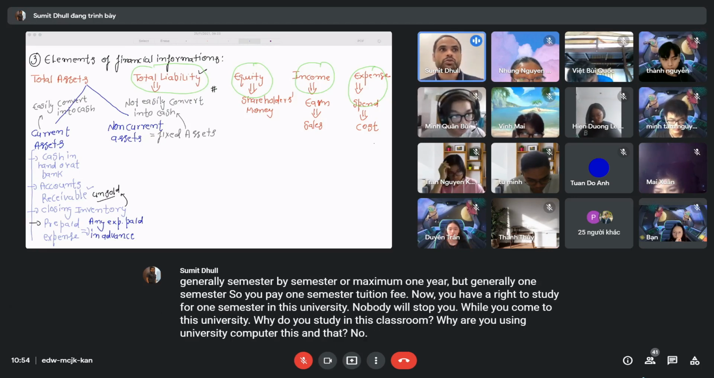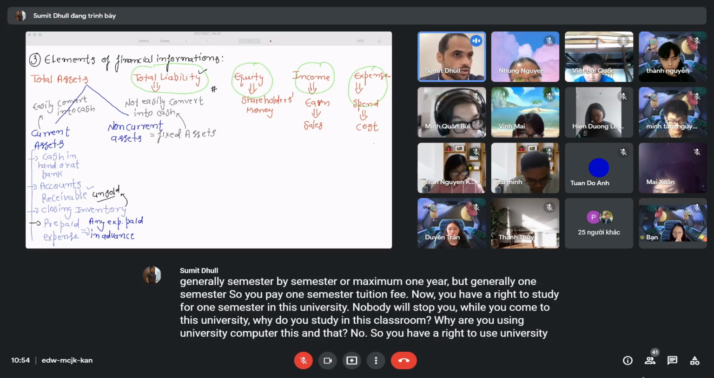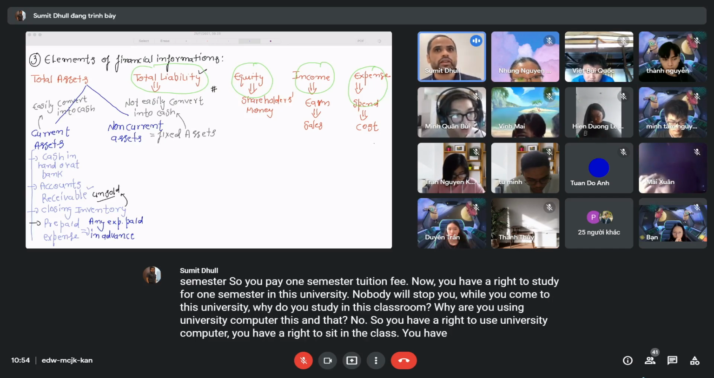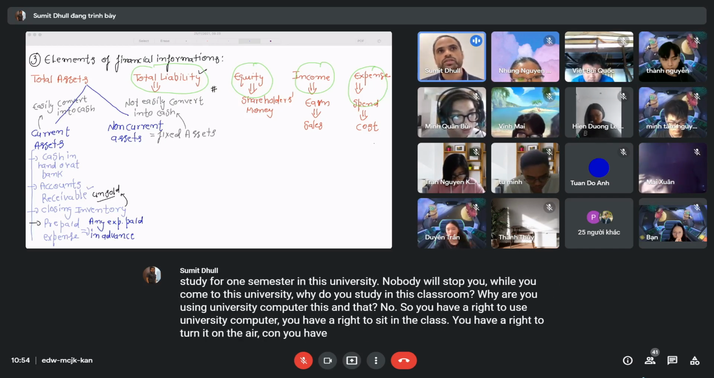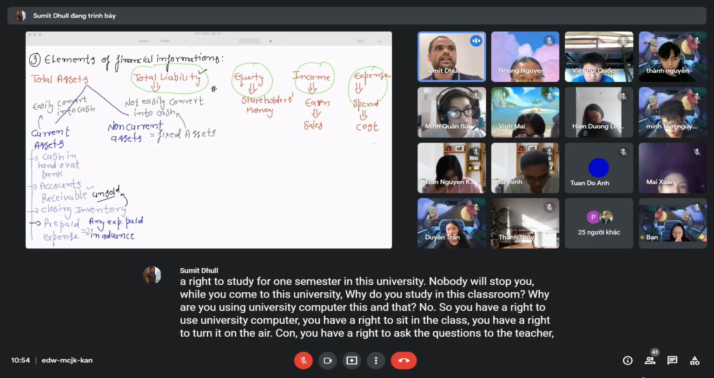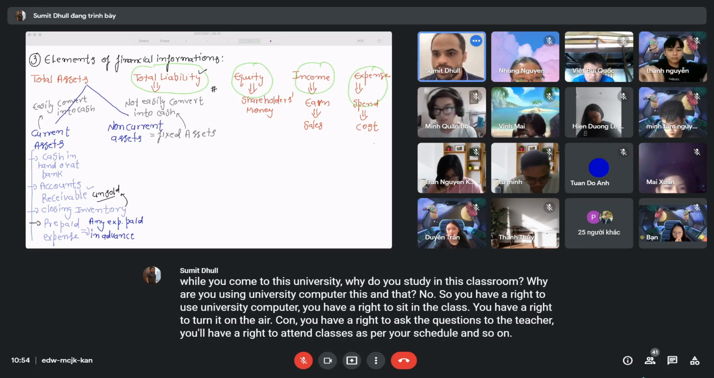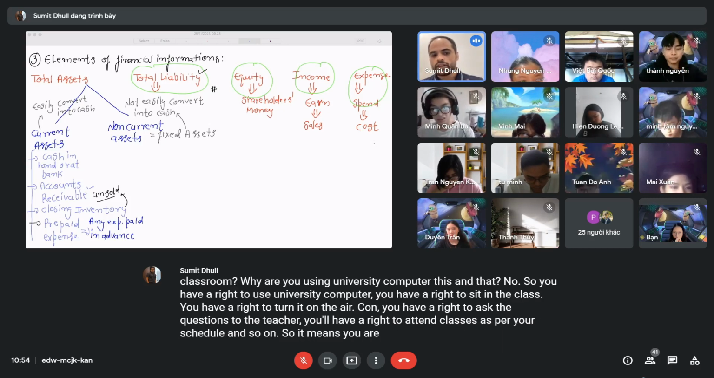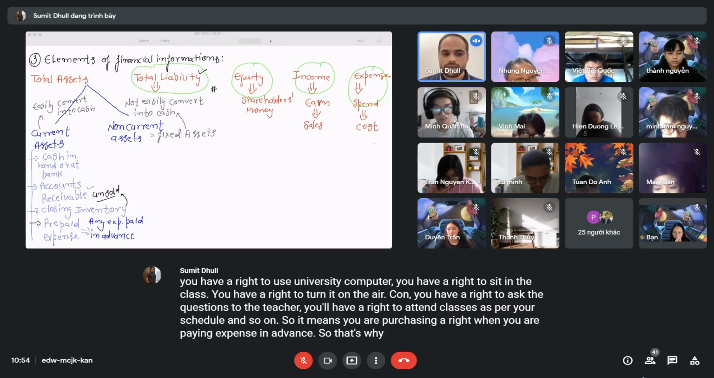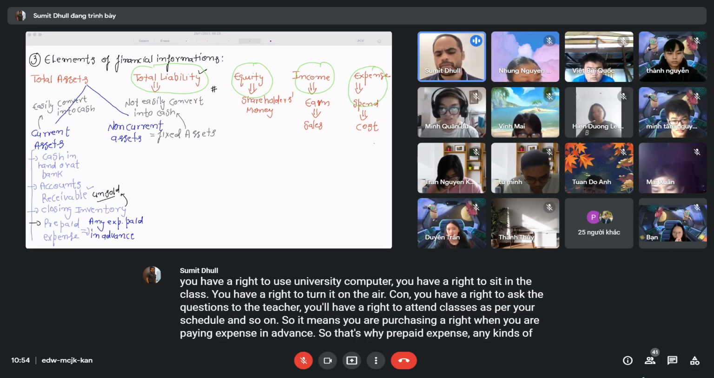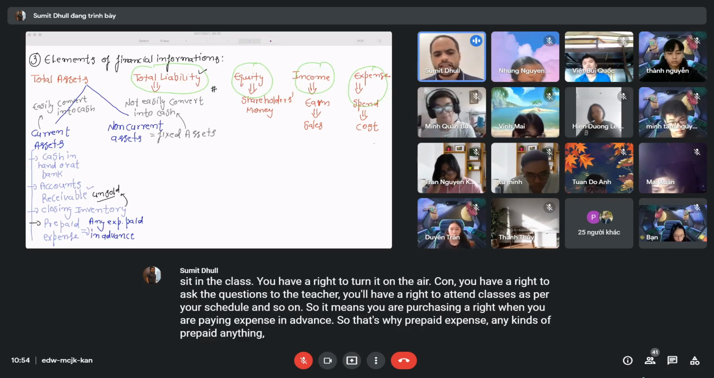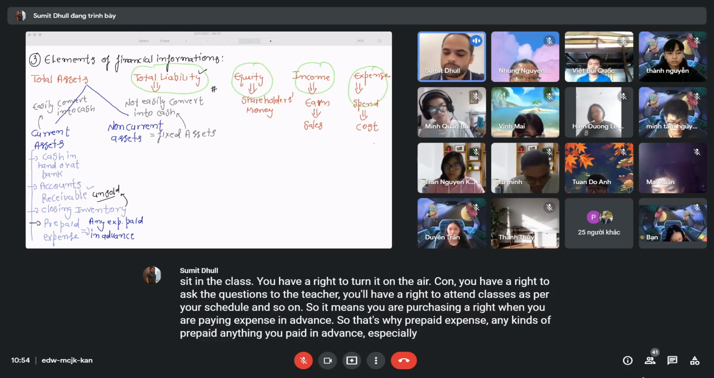No. So you have a right to use university computer. You have a right to sit in the class. You have a right to turn on the aircon. You have a right to ask the questions to the teacher. You have a right to attend classes as per your schedule and so on. So means you are purchasing a right when you are paying expense in advance. So that's why prepaid expense, any kinds of prepaid, anything you paid in advance, especially it's an expense.